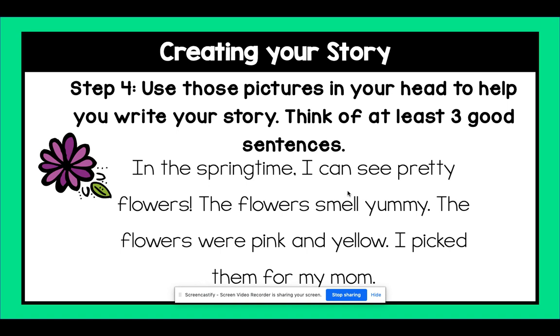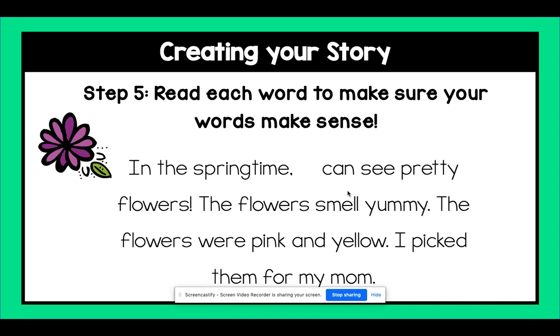I want you to think of at least 3 good sentences. Remember, this is already in my brain. I already thought of my story in my brain. Now I can write my sentences. Here are the sentences that I wrote. In the springtime, I can see pretty flowers. The flowers smell yummy. That's one of the adjectives. The flowers were pink and yellow, and I picked them for my mom.